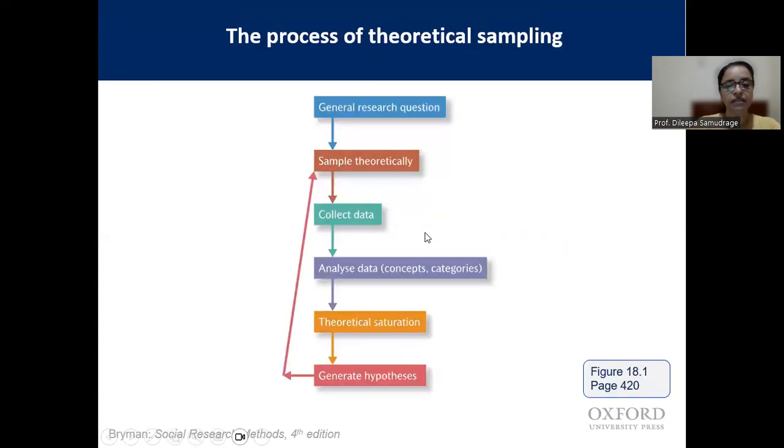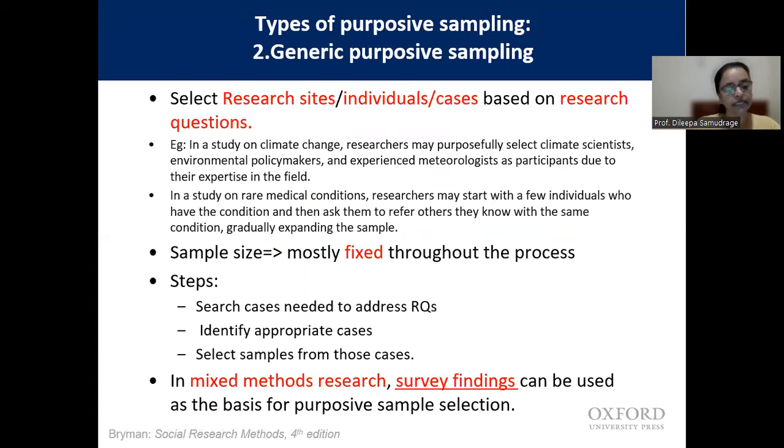Okay. Then the next one, generic purposive sampling. Here also you do the sampling purposively, right? But here you don't expect to generate a theory. Your sample is mostly fixed. In generic purposive sampling, your sample is mainly fixed, right? Based on the research question, you select your research sites or cases.